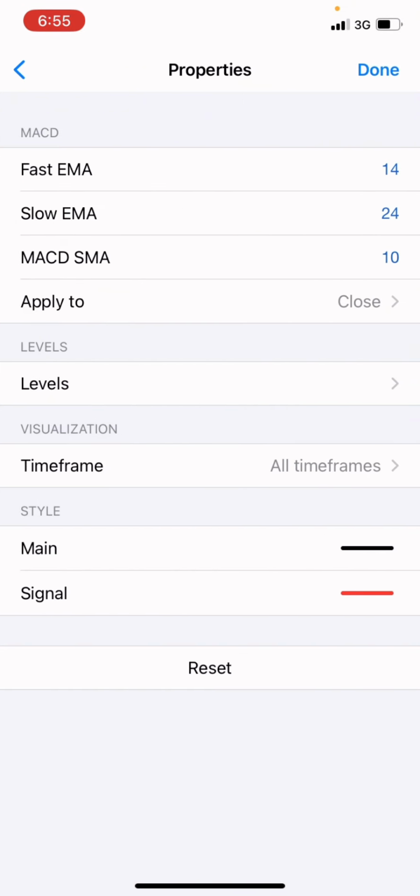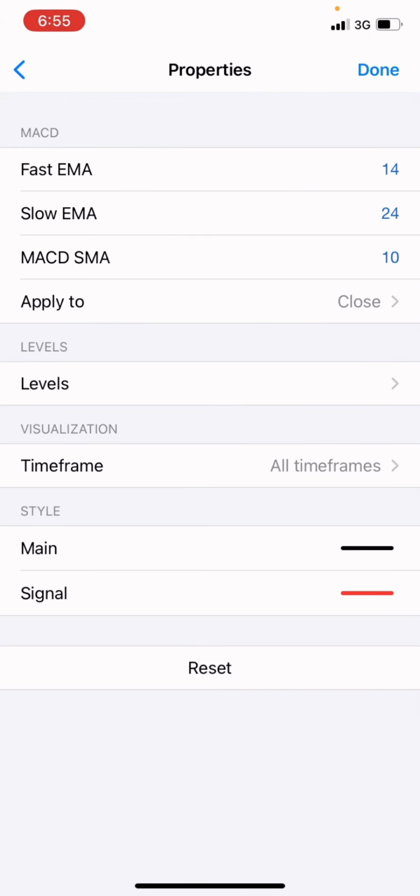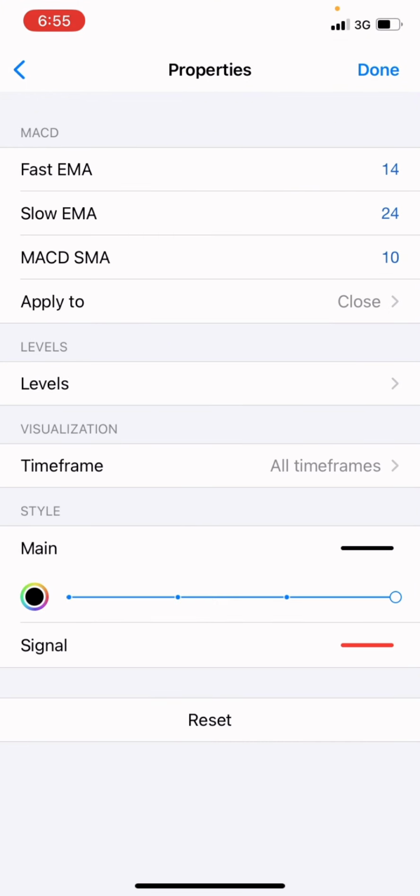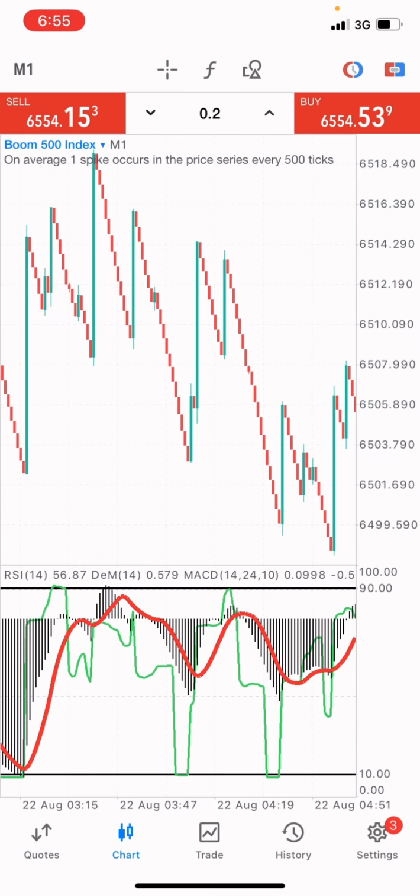Then for the MACD, you put the fast EMA on 14, slow EMA on 24, MACD SMA on the level of 10. Then you apply to close. You don't add any levels. For the time frame, you put it on all time frames. The main color is going to be black. Then you put it on 4 pixels. The signal color red on 4 pixels. Then you put the straight line pattern there. You click on done.